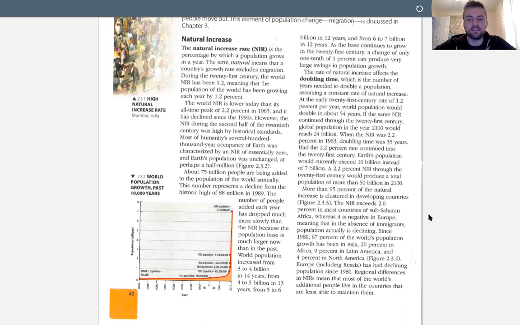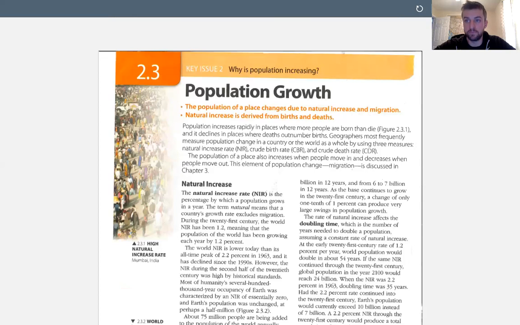Since 1980, 67% of the world's population growth has been in Asia, 20% in Africa, 9% in Latin America, and 4% in North America. Europe, including Russia, has had declining population since 1980. Regional differences in natural increase rates mean that most of the world's additional people live in the countries that are least able to maintain them.